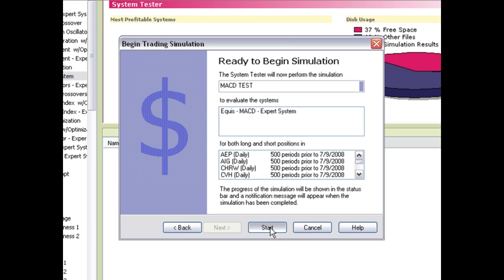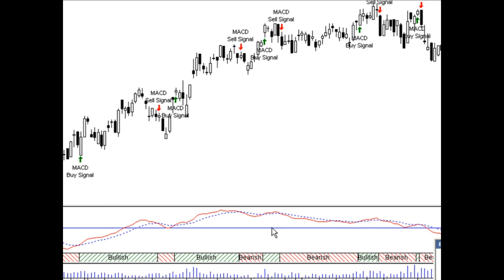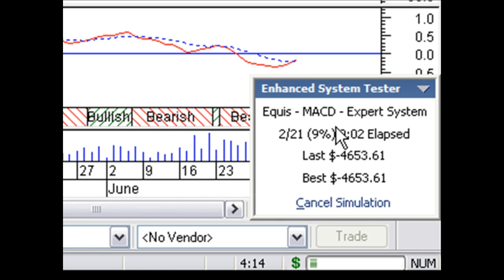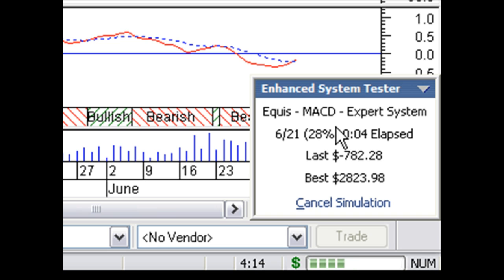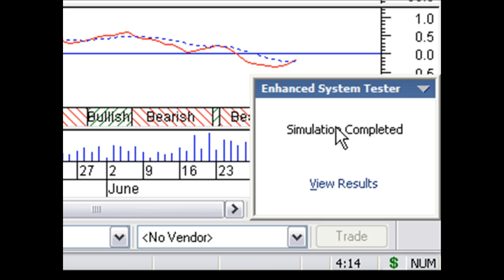I'll go ahead and hit start. Now it's going to test those 21 stocks, see how each of them performed historically to help give me a better indication of how well I might do in the future. Let's go ahead and hit view results.